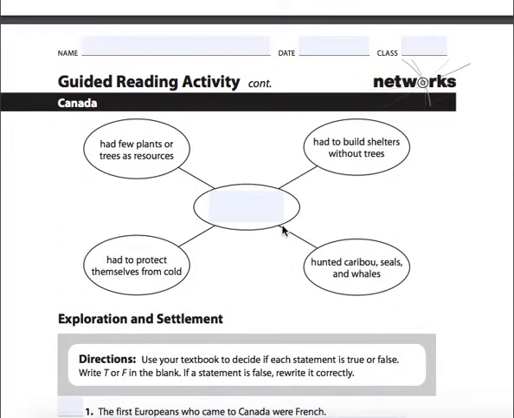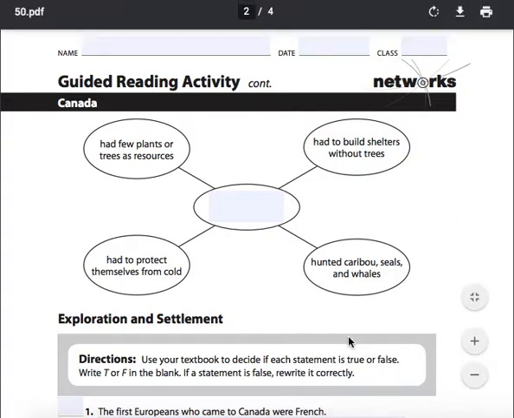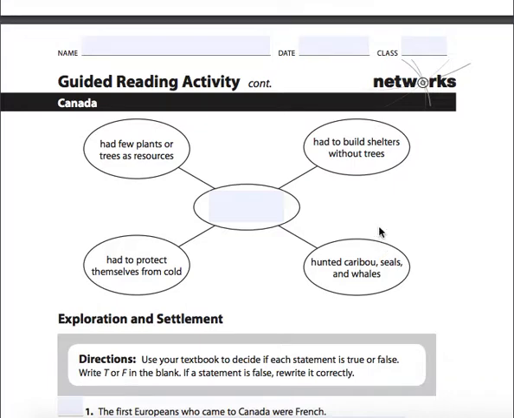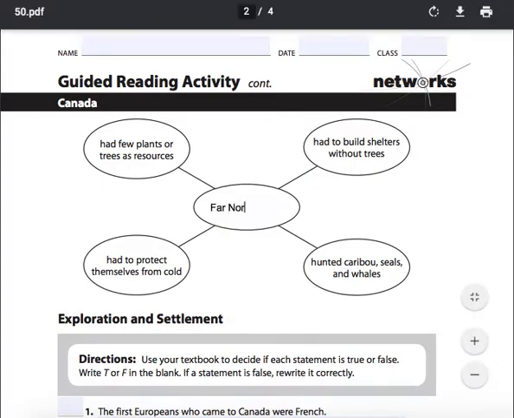The last section describes those that are not in the east or the west, but the final paragraph on the top of page 185 talked about those that had few plant and tree resources because they're way far to the north. They had to hunt caribou, seals, and whales in this really cold, frigid region. They had to build shelters without trees and protect themselves from that extreme cold. So this is going to be the people from the far north.